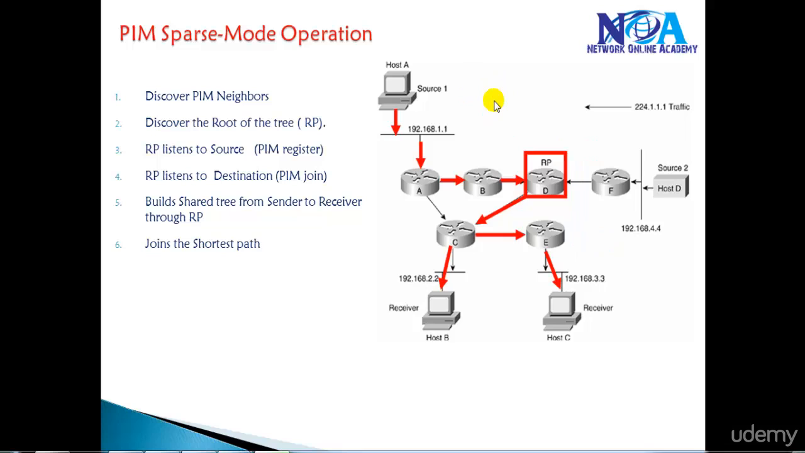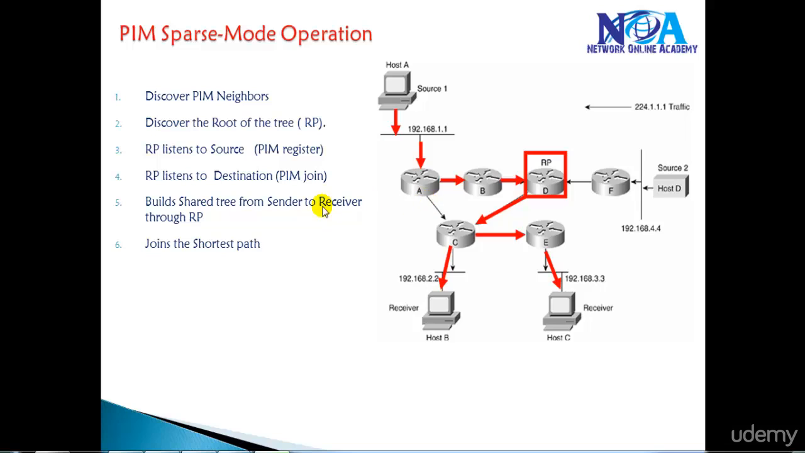Now at this point, from the sender you will have an S comma G entry. That's the first point, and the RP will have S comma G entries, and all the remaining routers have just an entry of star comma G. So they just have that information: if they want to go to any multicast group address, they will send it to the RP. They just have upstream towards the RP. So the RP knows exactly where the source is for that multicast group.